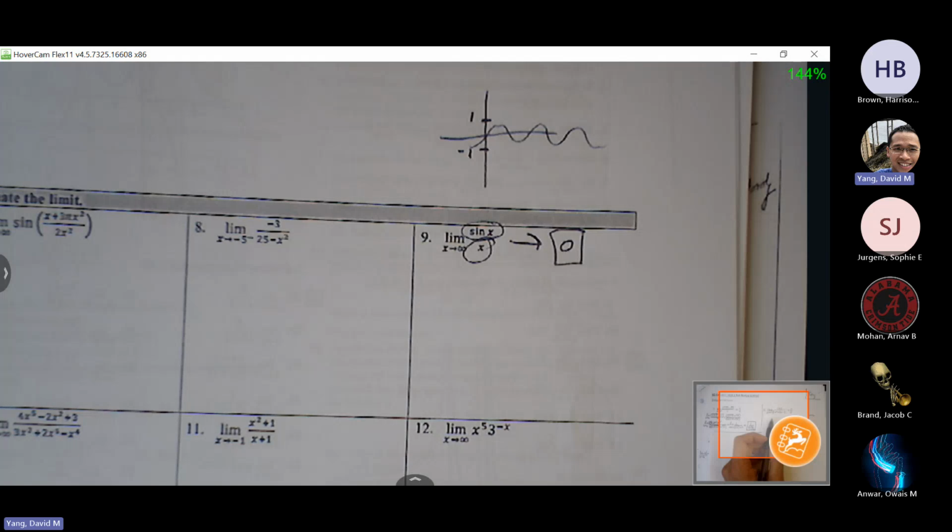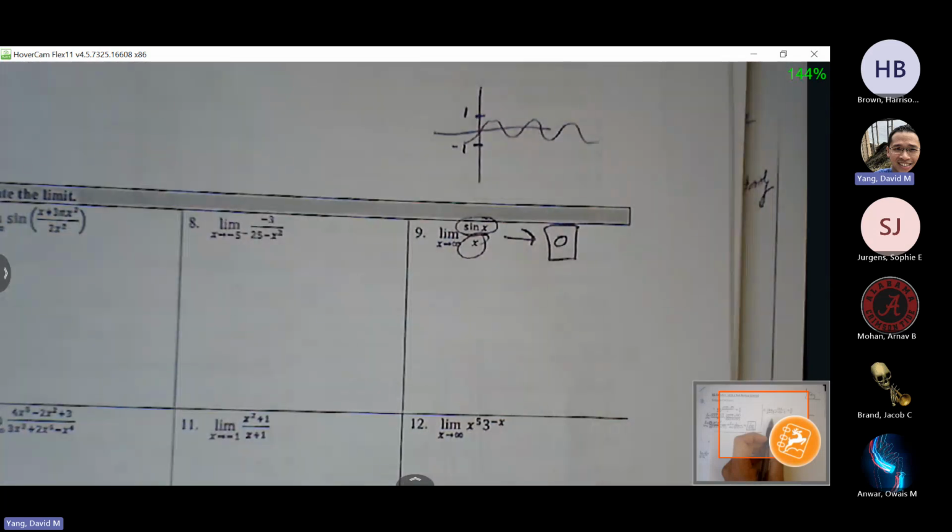The denominator is growing faster, and the numerator is really just a predictable number between -1 and 1. Over time, that huge number is going to overtake whatever changes are occurring in the numerator, and it's going to head towards 0. Is there anything that's slower?